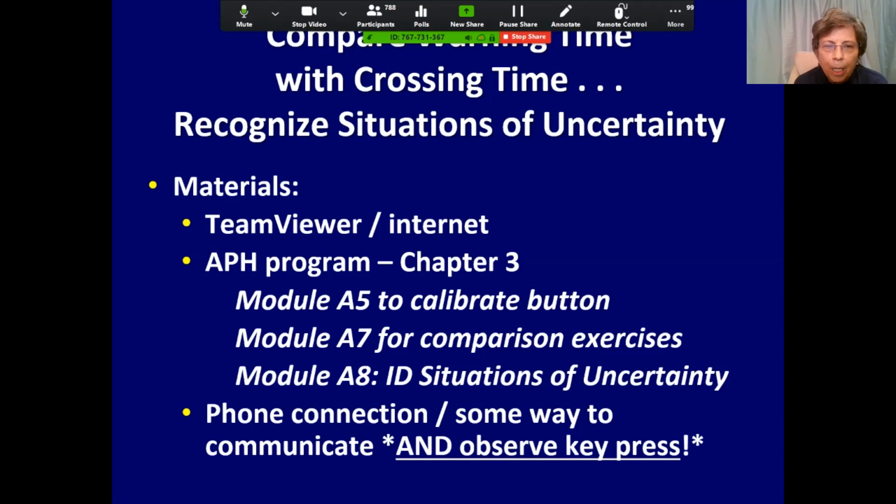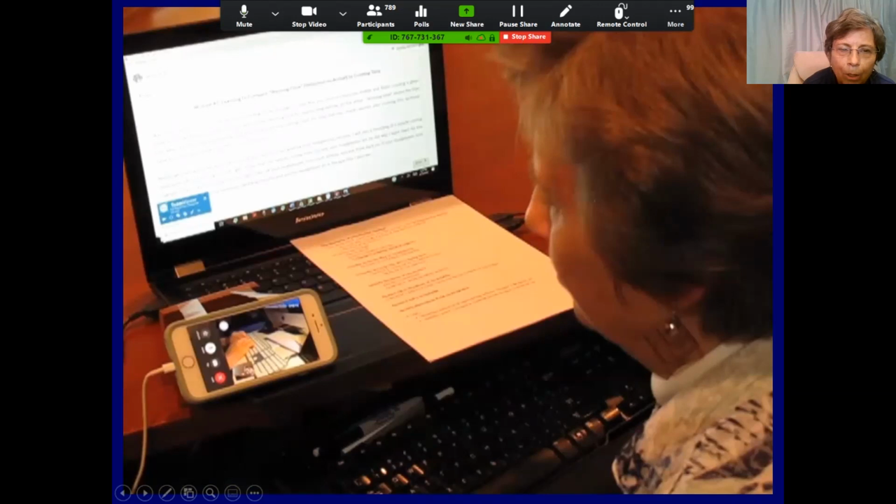So we had the APH program with all those modules, the internet with the TeamViewer, and then the phone connection. And what I wanted to do is be able to observe him press the key. He could have said, "I'm pressing," just like Laura did, or waved his hand, and that would have worked too. But I had him put the FaceTime phone down so that I could see him on the key. So let's see how that goes.